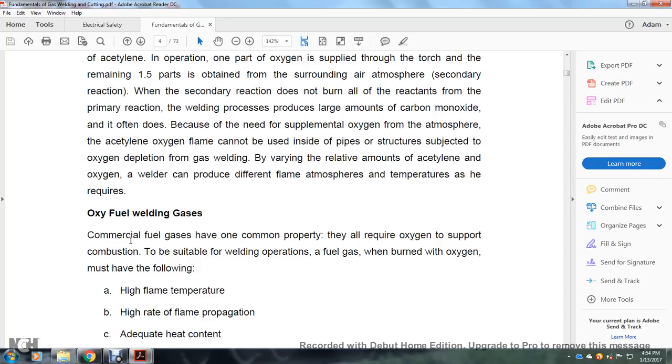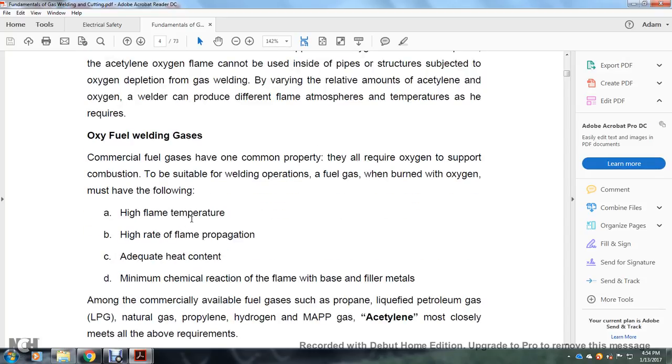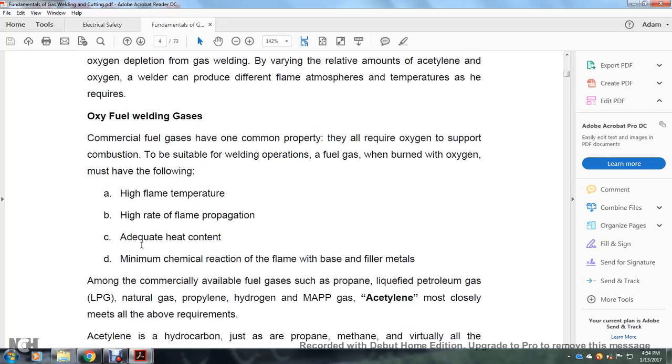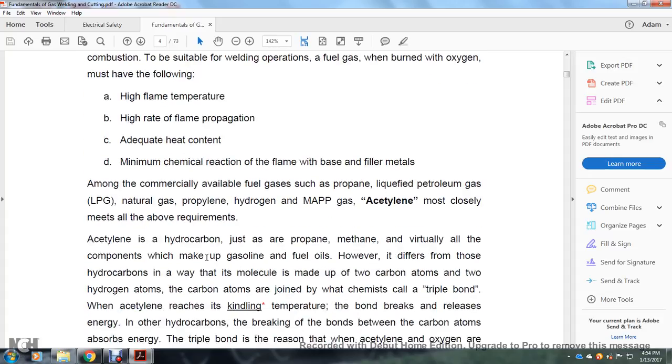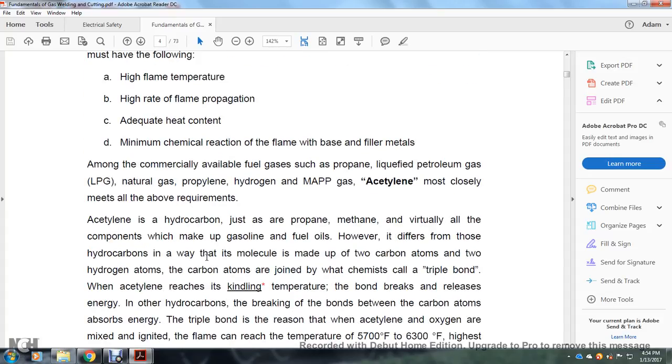Oxy-fuel welding gases. Commercial fuel gases commonly have the property that they require oxygen to support combustion. A suitable welding fuel gas that burns with oxygen must have the following: high flame temperature, high rate of flame propagation, adequate heat content, minimum chemical reaction with the base and filler metals. Among the commercially available fuel gases are propane, liquid petroleum gas or LPG, natural gas, propylene, hydrogen, and MAP gas, but acetylene most closely meets all the above requirements.